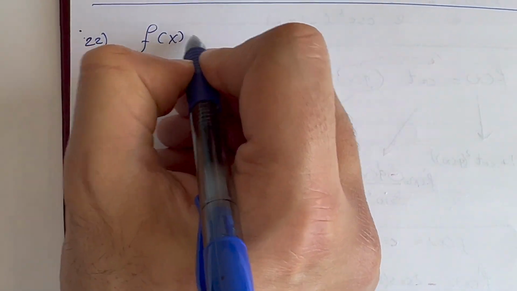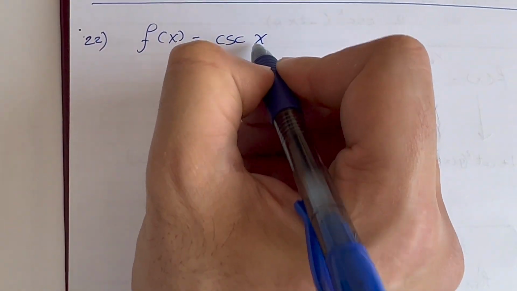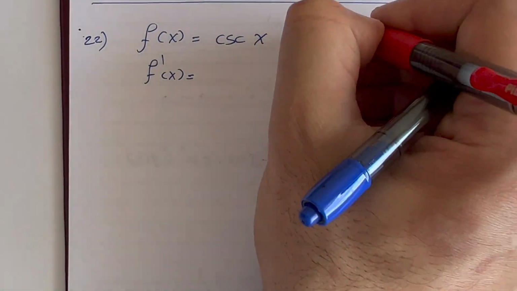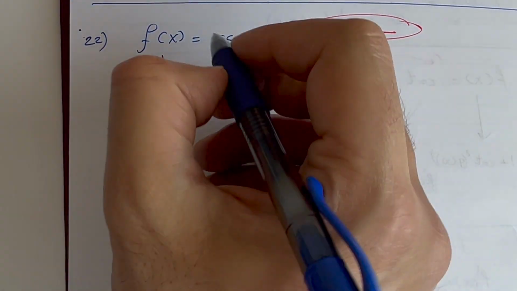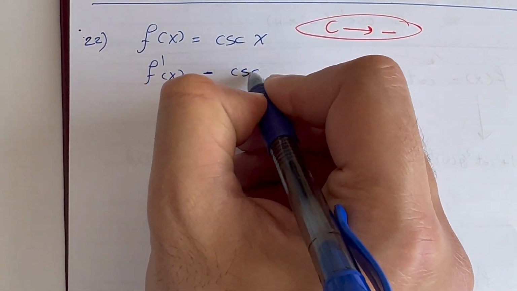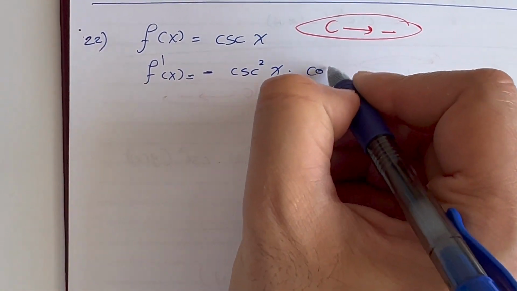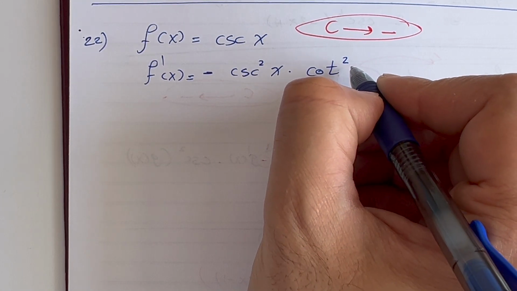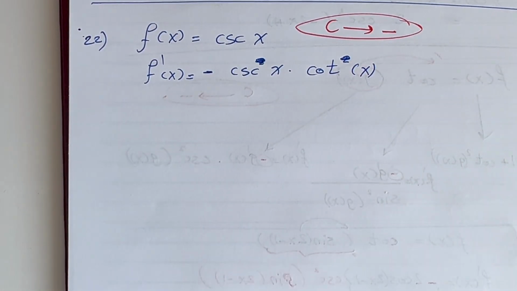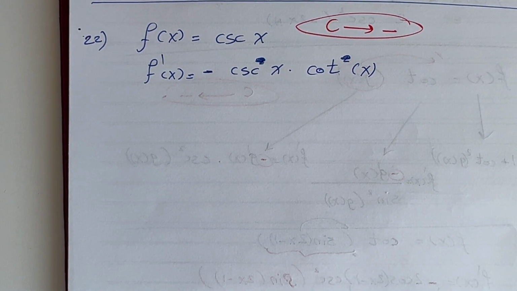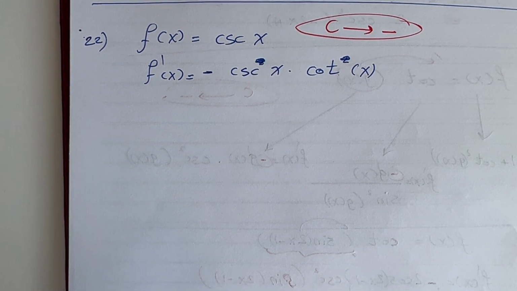Rule number 22. What is the derivative of cosec x? Since cosec starts with c, any c letter in the derivative will end up with being minus, so negative cosec x cotan x. There's no squared here. So sec will be sec tan, cosec will be negative cosec cotan.